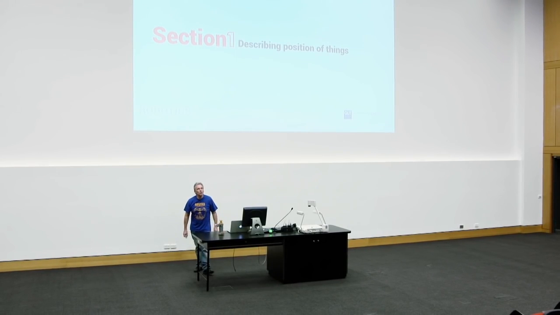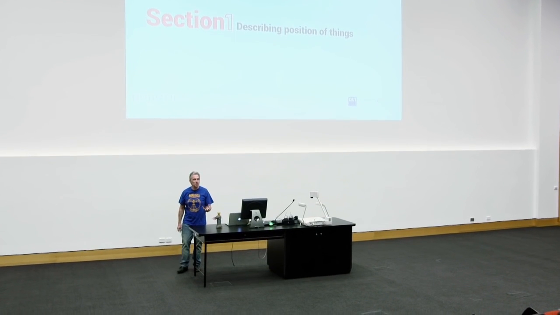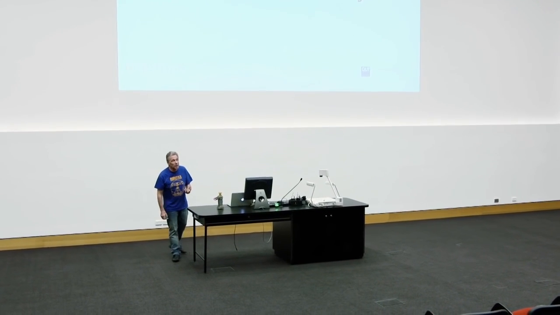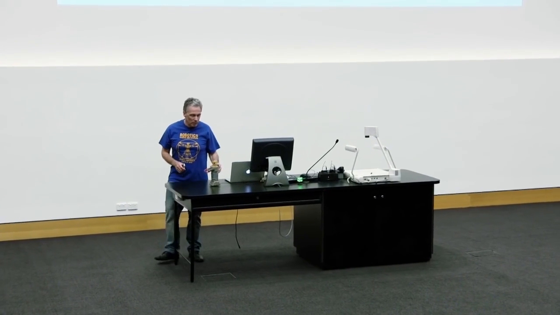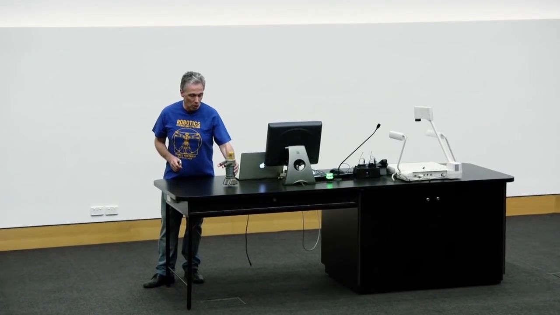In this lecture, we want to talk about how we describe the position of things in the world. In robotics, this is really, really important. So, for instance, in a robotics problem, we might want to describe the position of a robot, and we might also want to describe the position of something that the robot wants to interact with. So, for instance, it may want to interact with my water bottle.